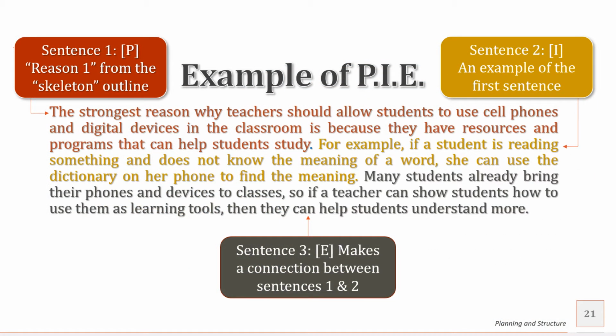Here is an example of a paragraph using the PIE structure. P, the point, your reason 1 from the skeleton outline. I, the illustration, your sentence number 2, an example of the first sentence. And sentence number 3, E, the explanation, makes a connection between sentences 1 and 2.